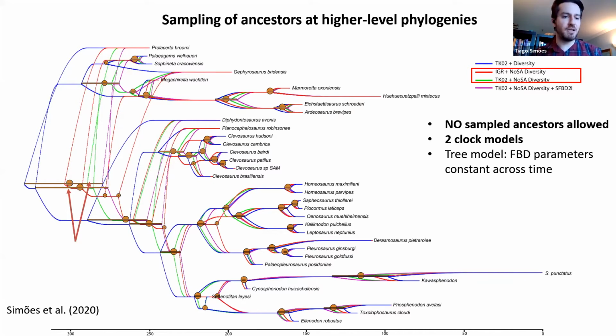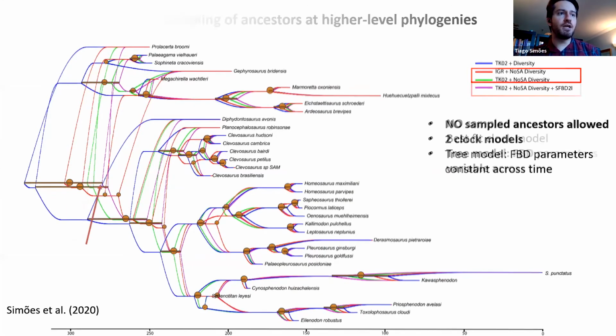So the probability of sampling direct samples, ancestors and descendants, is quite minimal here. So if we don't assume that, we actually get much younger divergence times and in closer agreement with the fossil record. And this holds regardless of the clock model we choose, both the best fit and the least fit clock model.